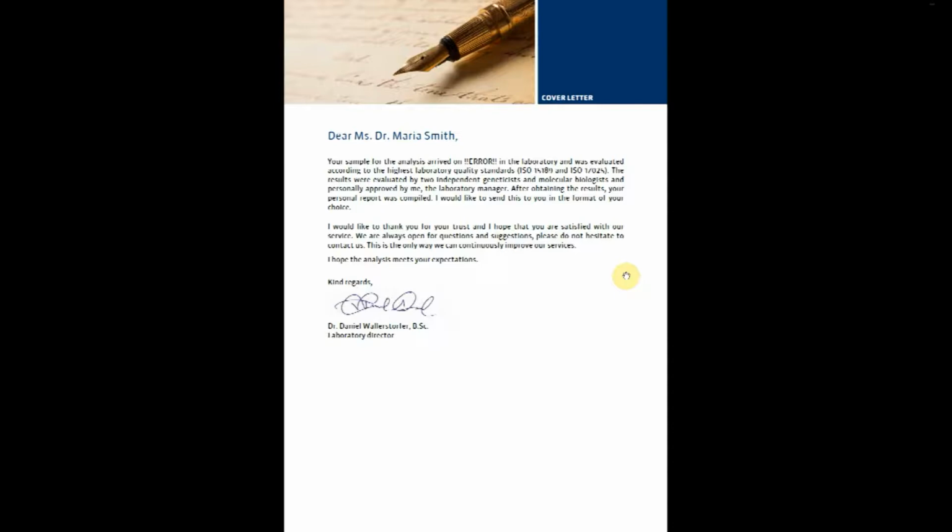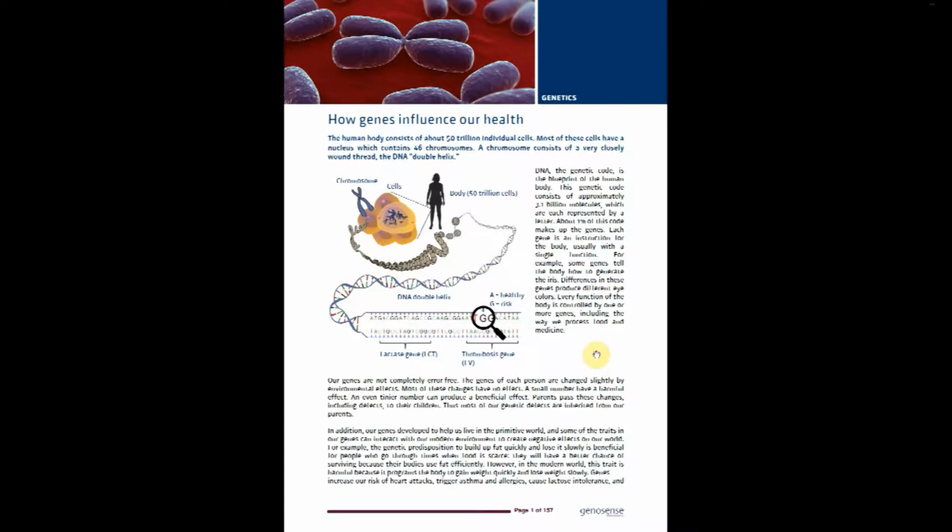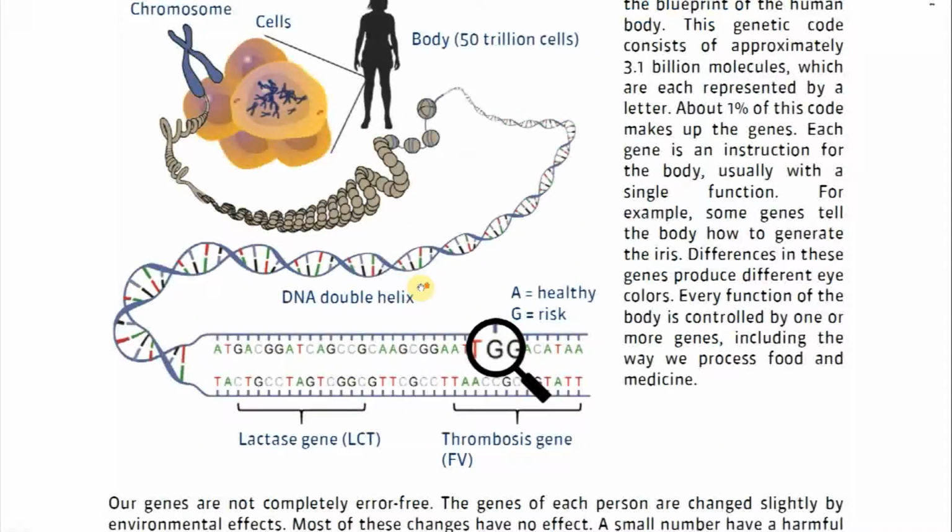All right, so the whole thing starts with the cover letter. Here you're just going to find out some information of when the genetic sample has arrived at the laboratory, when we've performed it, and you also find my signature releasing the results for report creation. And on the next page, you just have a table of content, and then we start here. So let me enlarge this a little bit.